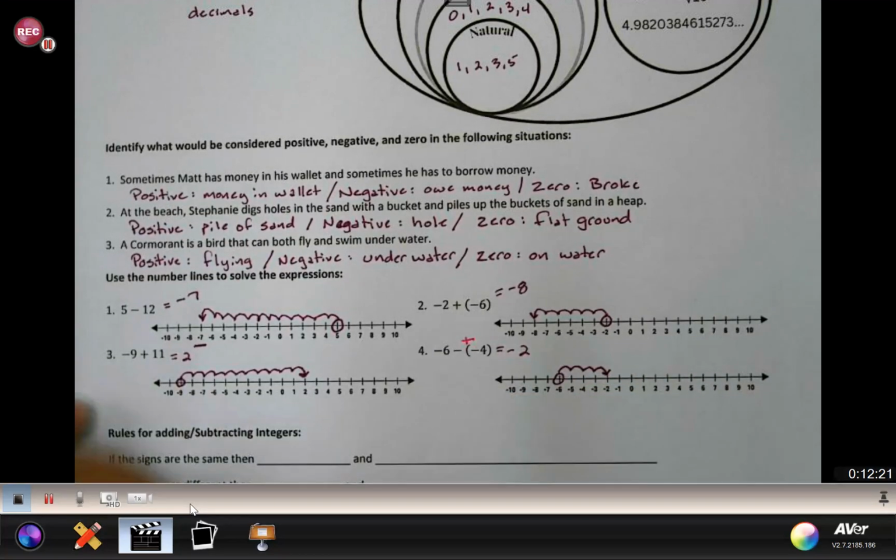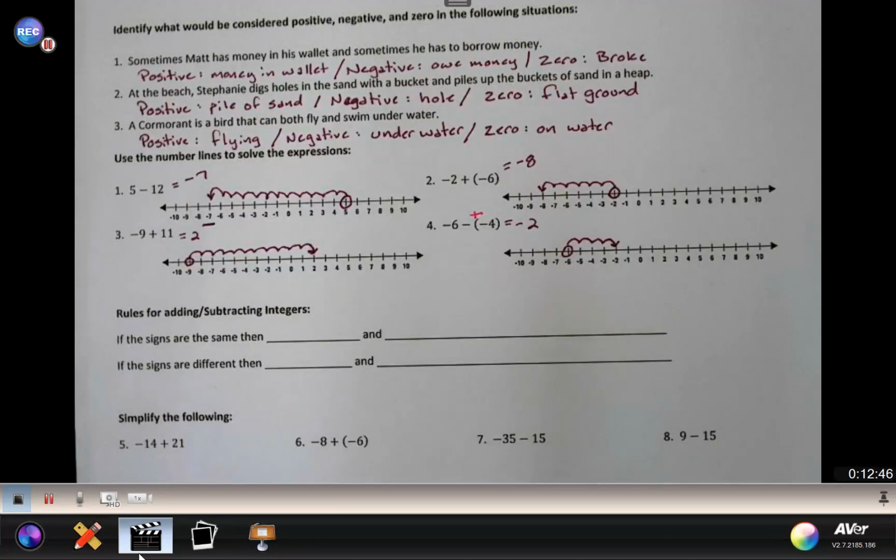All right, so remember when you are going around and you're doing these problems, if you're having trouble remembering the rules, which way to go if you're adding these numbers or subtracting these numbers, put it into a situation. Or you can put it into money, digging holes at the beach, cormorant flying above the water and diving below the water.